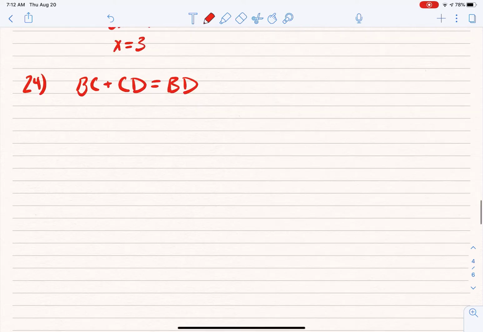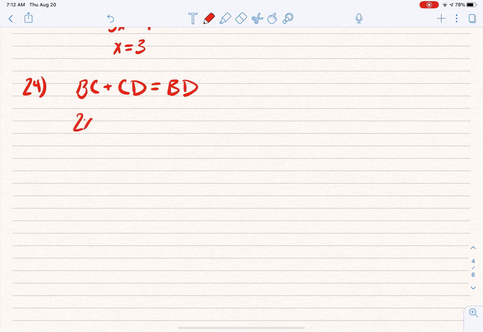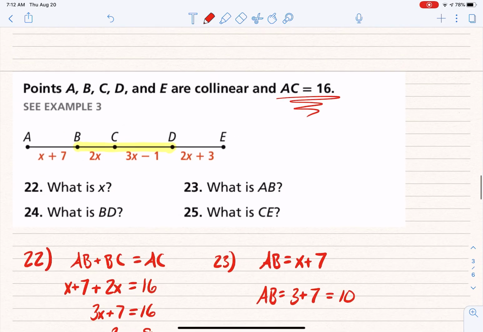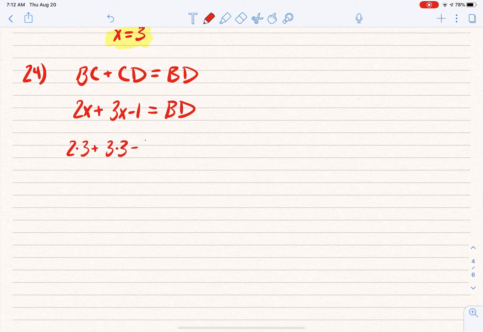Then I go back and see what I have. The length of BC is 2x, and the length of CD is 3x minus 1. So the length of BD, I don't know yet. But what other thing do I know? Well, I know the value of x. It's right there. So I substitute that in, and this is 2 times x plus 3 times x minus 1 equals the length of BD.